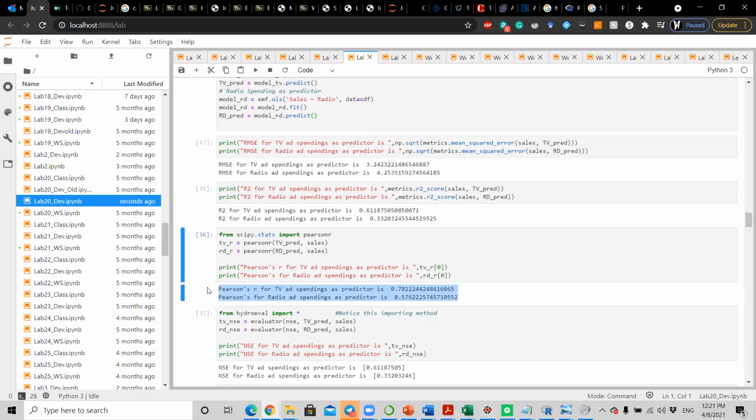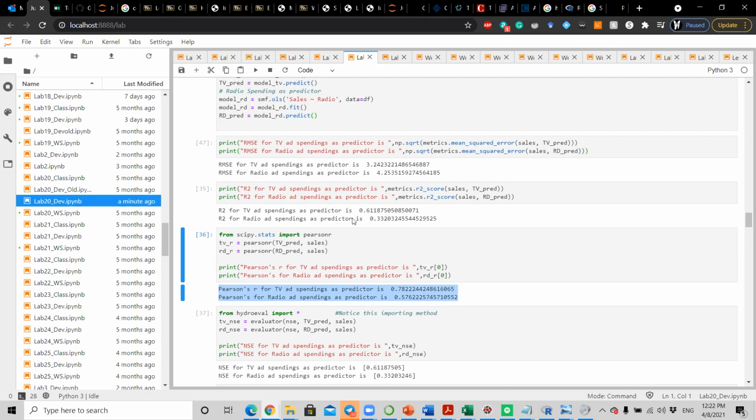What about Pearson's R? You would pick TV. Why? Because they're both positive, so that factor doesn't count, but R is bigger. Which means there's a stronger correlation. Exactly. It means that there's a stronger relationship between the model predictions of the first model and the observed sales. Exactly. Thank you very much.